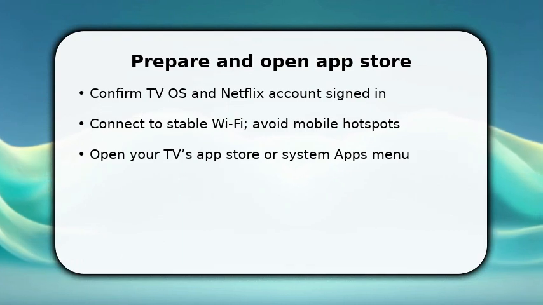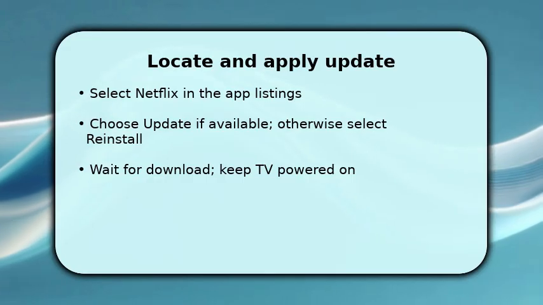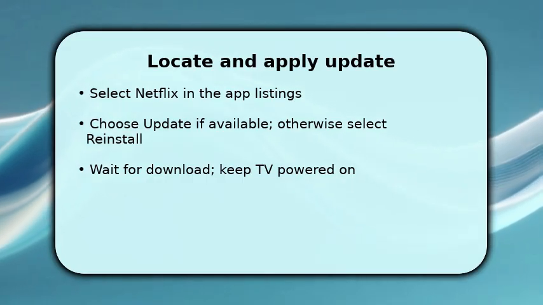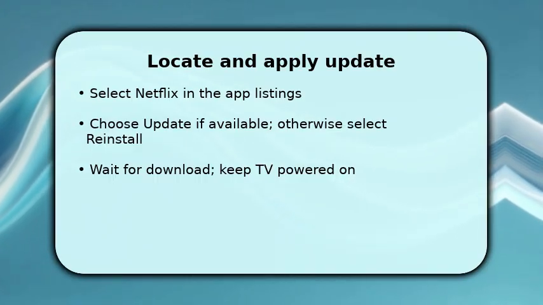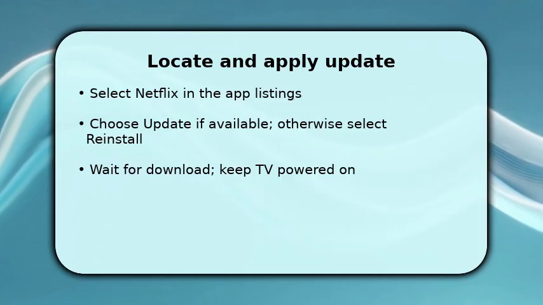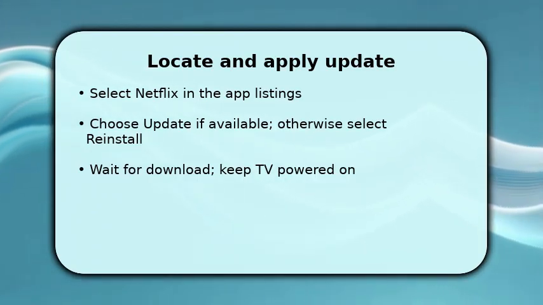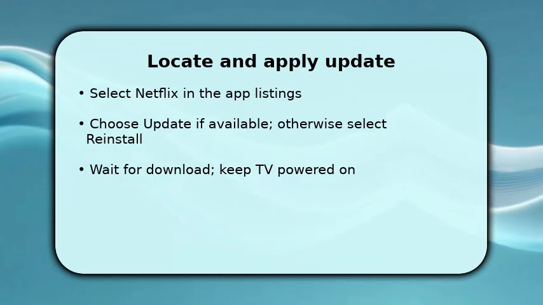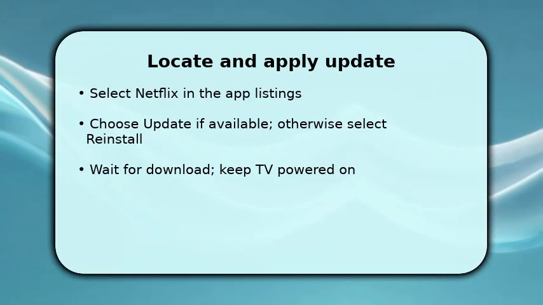You will now locate Netflix in the app listing and select it. If an update button appears, tap it and let the TV download the patch. This installs the latest app build compatible with your OS. If no update option shows, choose Reinstall or Delete plus Install to force the latest copy. This resolves corrupted installs. While the file downloads, leave the TV powered and on the app screen so the process isn't interrupted.